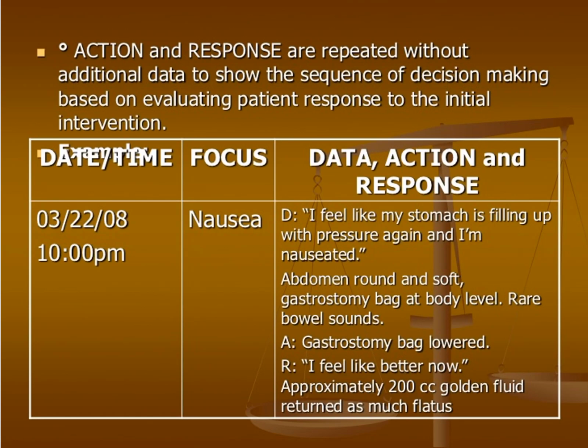So as I mentioned, we have three columns. Okay, we have the date and the time. Then after the date and the time, we have the focus. Okay, then after the focus, we have the progress notes. Okay, your progress notes include your data, your action, and your response.